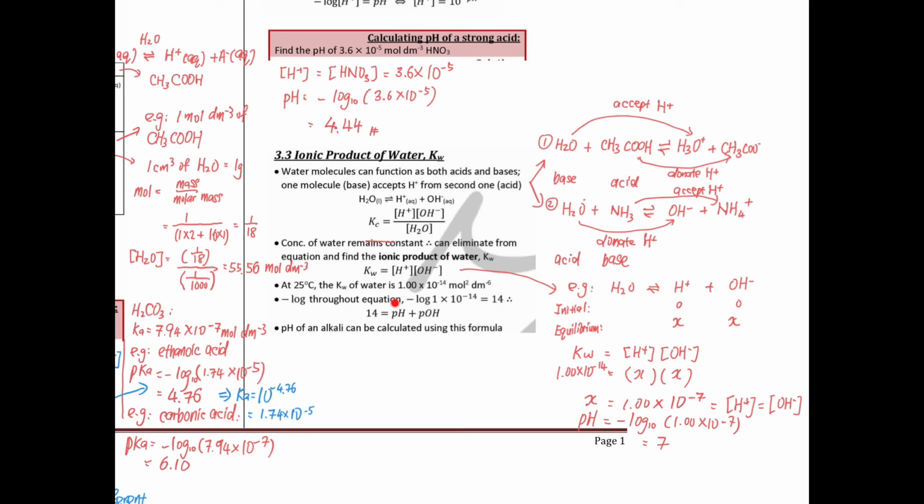Throughout which equation? This equation. You negative log both sides. So they are saying that. And if you get this thing, and you get 14. You get 14. So which means what? Which means you negative log. Okay, I show the working here.